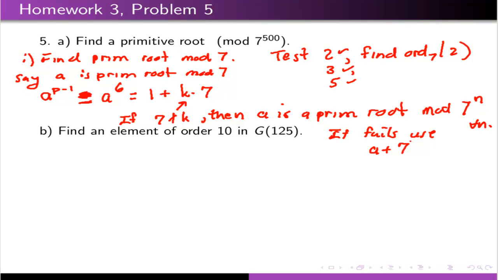Find an element of order 10 in G125. Okay, so let's find the group order. This is 5 cubed. So phi of 5 cubed is 5 cubed minus 5 squared, which is 100. And this is a cyclic group. Okay, so let's find a generator.